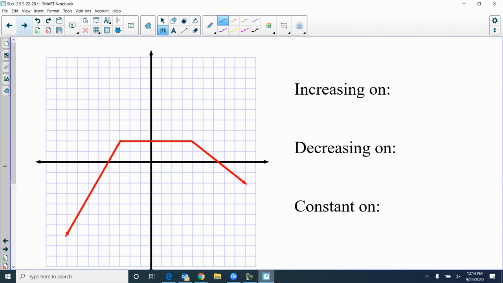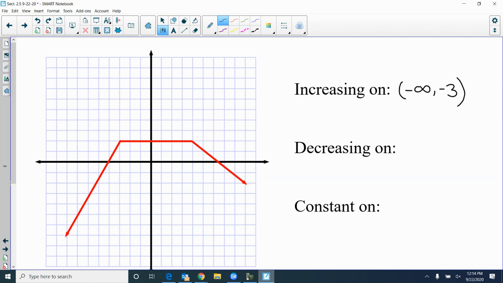So this is really increasing, okay? Even though that arrow is going down, if we go left to right, it would be increasing. It would be increasing on the interval from negative infinity to, what is that x coordinate? -3? All right, for the increasing, decreasing, and constant, there will be no brackets, okay? It doesn't include the point. It just goes to the point, because at that point, it changes. Okay, it changes to a constant.